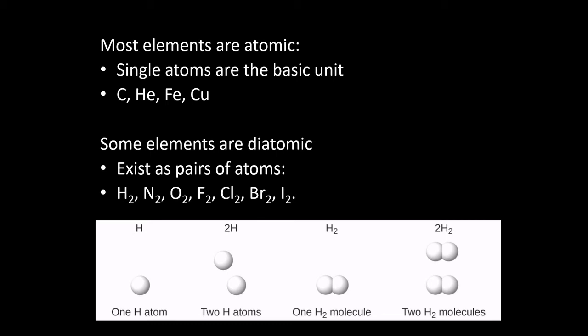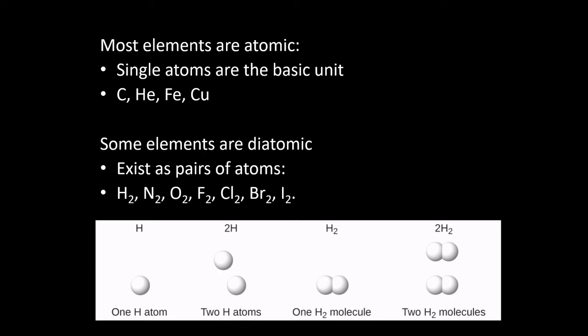But there are 7 very special elements that their basic unit is not just a single atom, it's actually 2. Their basic unit is 2 of the atoms bonded together. These are what we call diatomic elements.